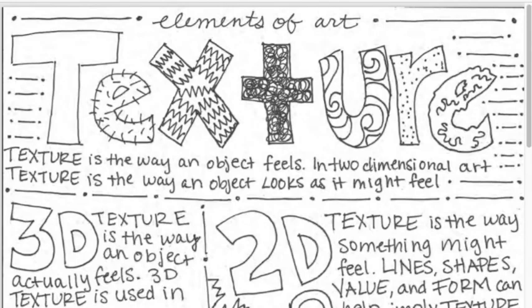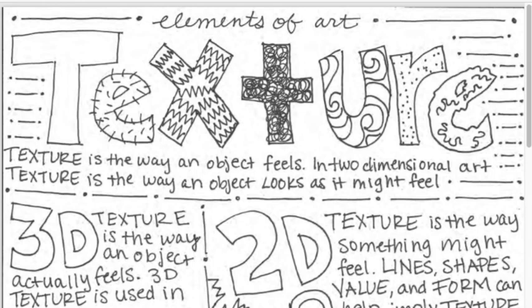Alright guys, so we are looking at this texture packet that you would have received this week. If I'm just looking at the first page, it says elements of art, texture. Texture is the way an object feels. In two-dimensional art, the texture is the way an object looks as it might feel, so the way it's implied. Down here it says 3D texture is the way an object actually feels.